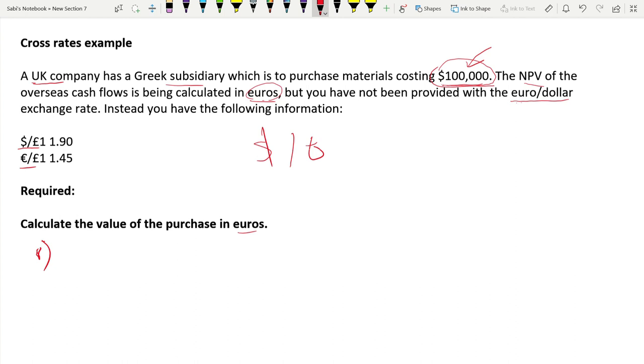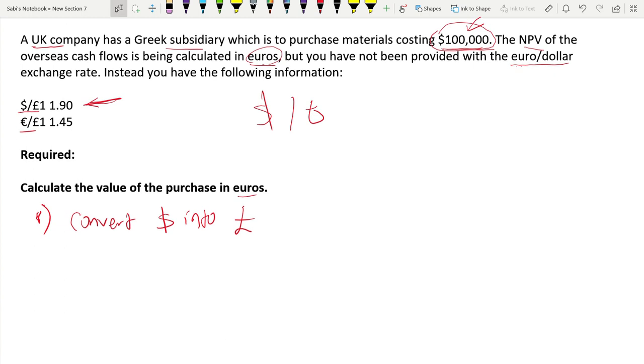You are given the dollar and the pounds exchange rate, this one. So first convert that dollar into pounds. Convert dollar into pounds. This you can do, 100,000. Okay. So now the question often asked is whether to multiply or whether to divide the rate. This is often a question which is asked, and I'm sure when I go to the risk management in the next lecture, you guys are going to ask this question frequently.